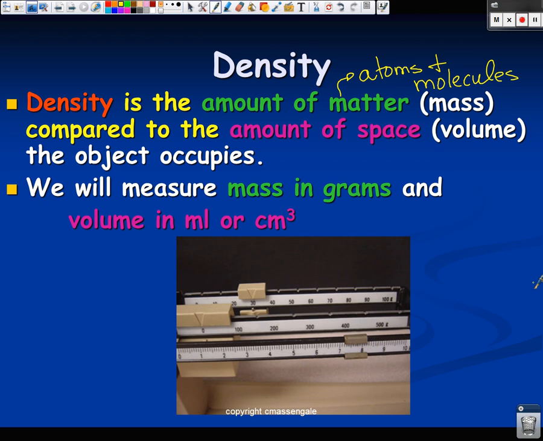Okay? So the amount of matter, or atoms or molecules, compared to the amount of space that it takes up. So let's think about it from this perspective. What if I have a beach ball that is the exact same size as a bowling ball? Is that a fair assessment? Okay. My question to you is, what do they have that's similar in terms of density? Same size. So what property, what measurement will be the same? The volume, right? The volume will be the same, correct? However, what would be different? Mass.